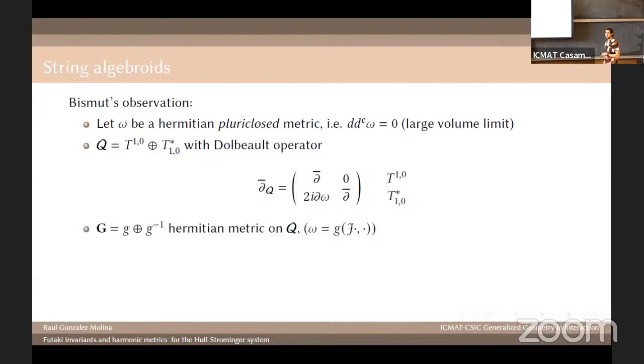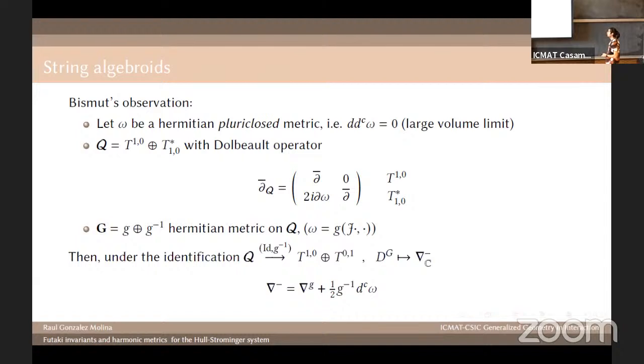And I choose the most naive metric that I can think of: the metric and the inverse metric on the tangent and the cotangent. The content of the observation is that if one identifies via the metric the holomorphic tangent with the anti-holomorphic tangent, then the Chern connection of this data corresponds to the Hull connection. So it's like the Bismut connection, but with a flip in the sign of the torsion. This connection here.